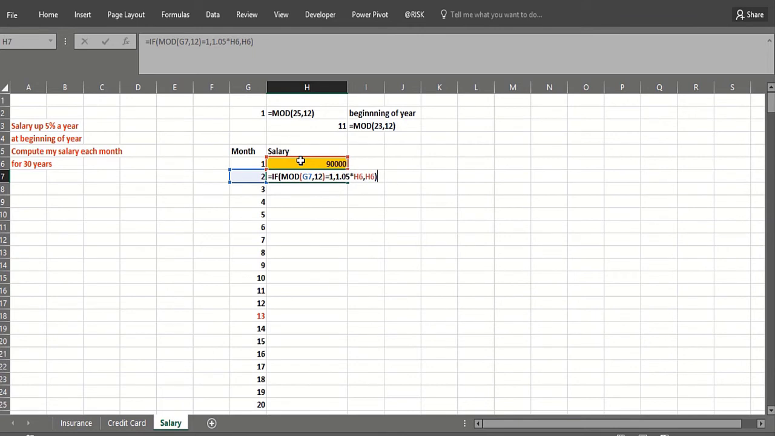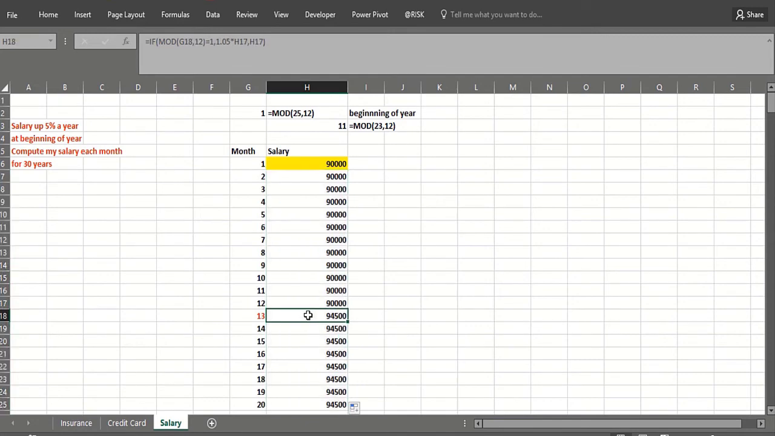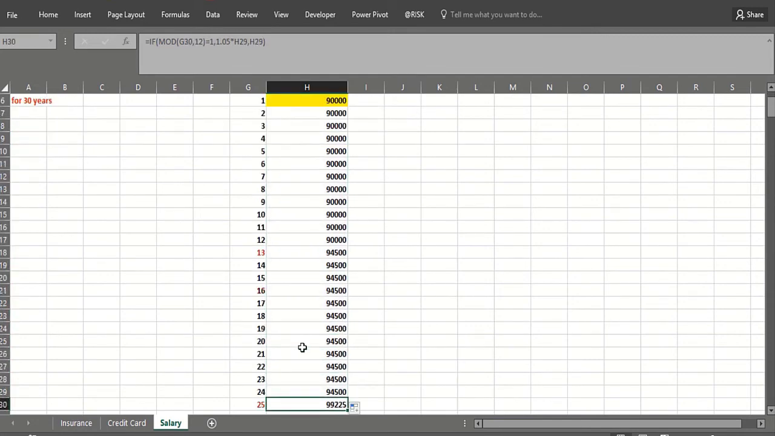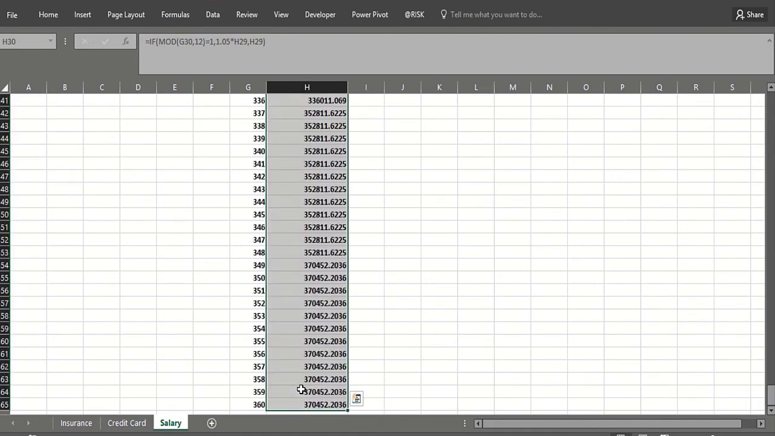I gave this to my students on a test and they were frantically trying to raise it by 5% manually every year, but that's such a waste of time. I guess I didn't teach them well enough. But that says in month 13 would be the next one we would raise the salary. So that'll be 90,000, double click and copy it down. So month 13 we go up by 5%. Month 25 we go up by 5%. And by the end, we are making $370,000 a year. Wow. But there might be inflation to sort of kill that off.